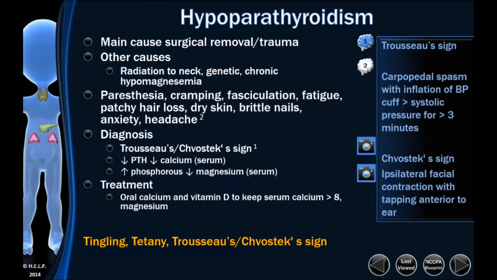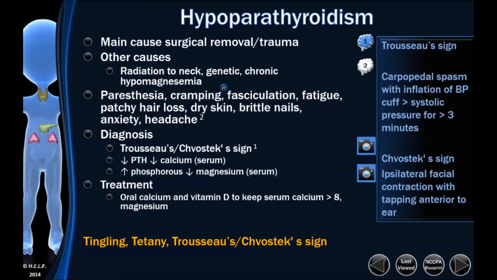So there are different symptoms. The main symptoms are paresthesia, cramping, fasciculation, fatigue. Now these are difficult because they're not very specific. Patchy hair loss, dry skin, brittle nails, guess what? That also can happen in hypothyroidism. So these are not specific things to drag us to one or the other, and therefore probably won't help us determine anything on a question. However, the cramping and fasciculation and paresthesia are more specific to the hypocalcemic state here. So remember, it's any hypocalcemic state that can have these symptoms.